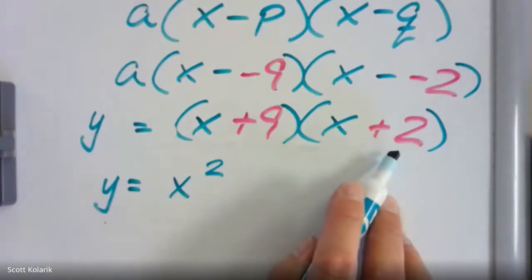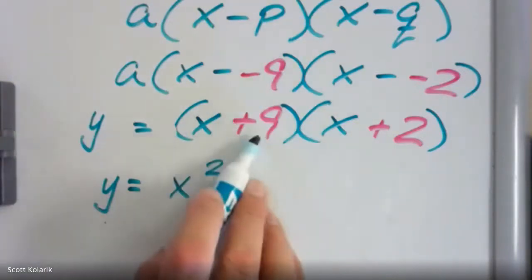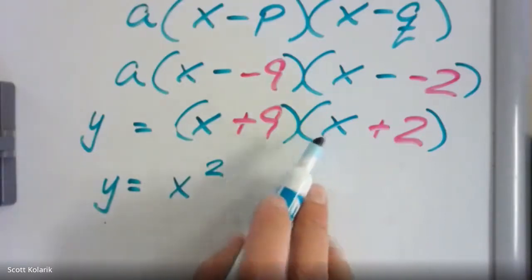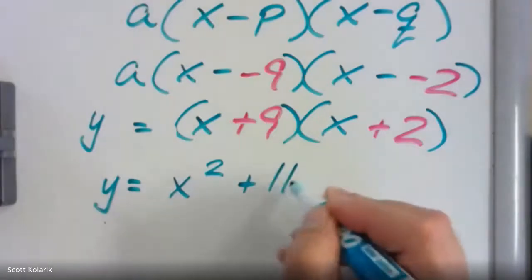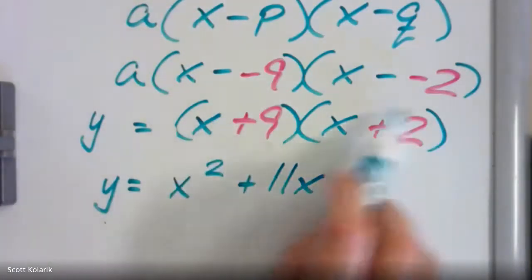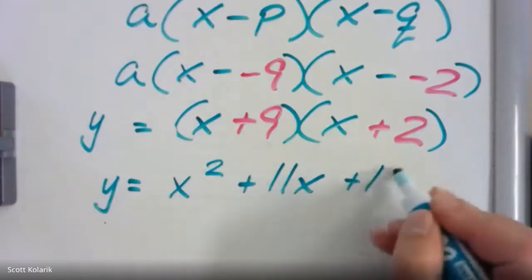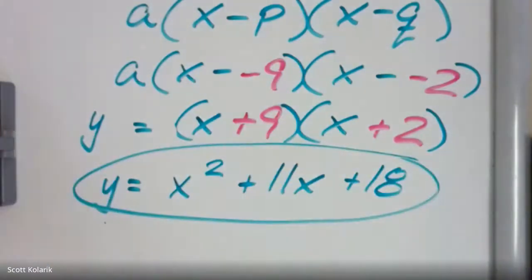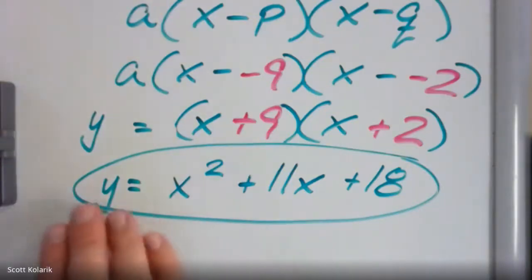Hang on to that in your head. Because when I do this positive 9 now times x, that's positive 9x. Those two objects can combine to make 11x. And wrapping it up, the positive 9 times positive 2 is going to give me a positive 18. There is my standard form based on those y-intercepts. Forgive me, x-intercepts.